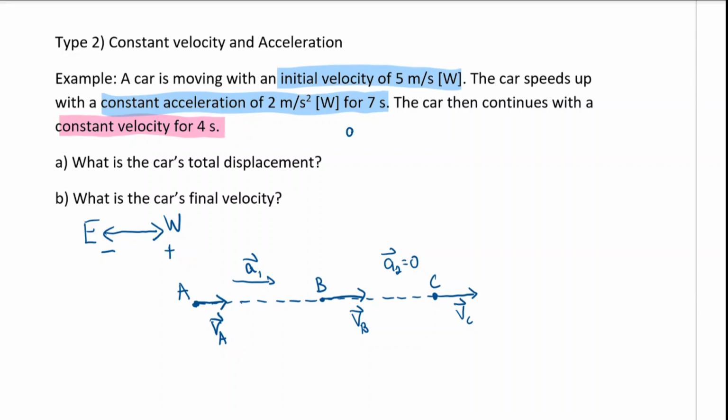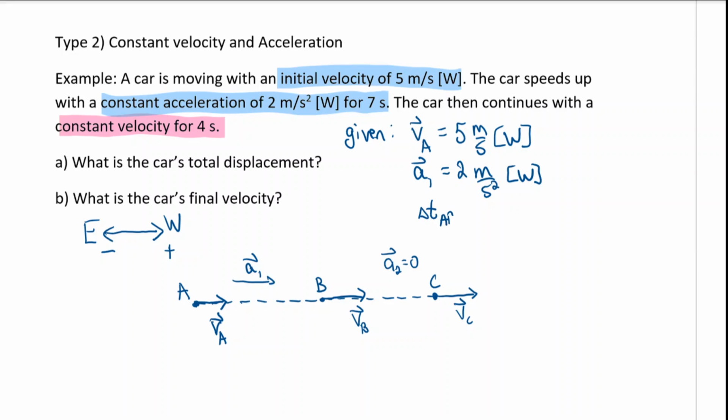All right, let's write our givens formally and match them up to our variables in our diagram. So we have our initial velocity, VA, which is 5 meters per second west. And then we have our acceleration of 2 meters per second squared west. And this is happening over this time interval of A to B, 7 seconds.